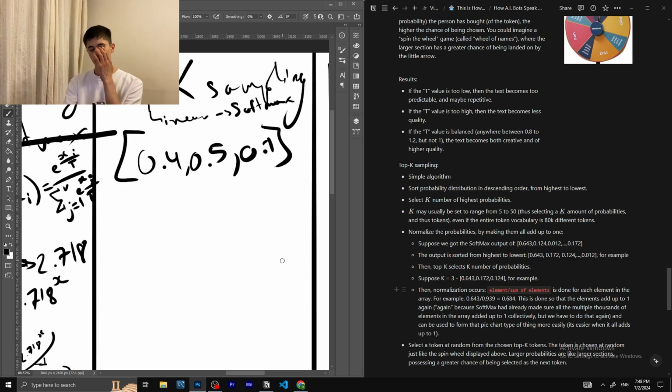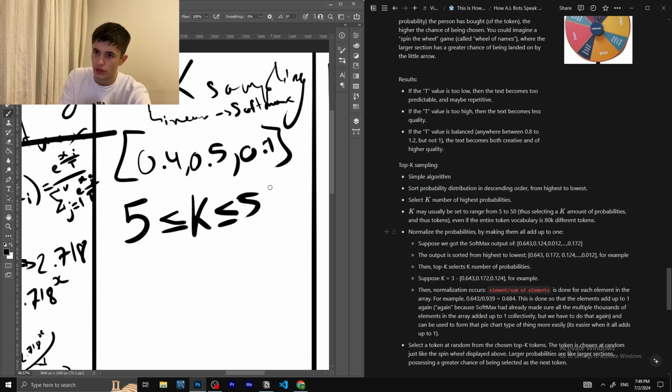So first, what does it do? You define first a K. Essentially a K is the top K number of probabilities. Usually K ranges between 5 and 50. So like it is, I mean, usually, not always. It can be like 3, it can be 100, whatever you want, but essentially you could imagine K of 5 to 50, approximately.